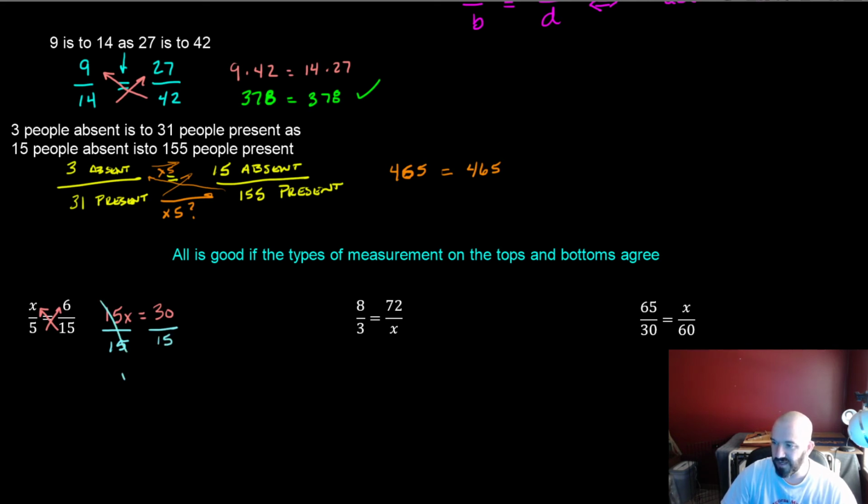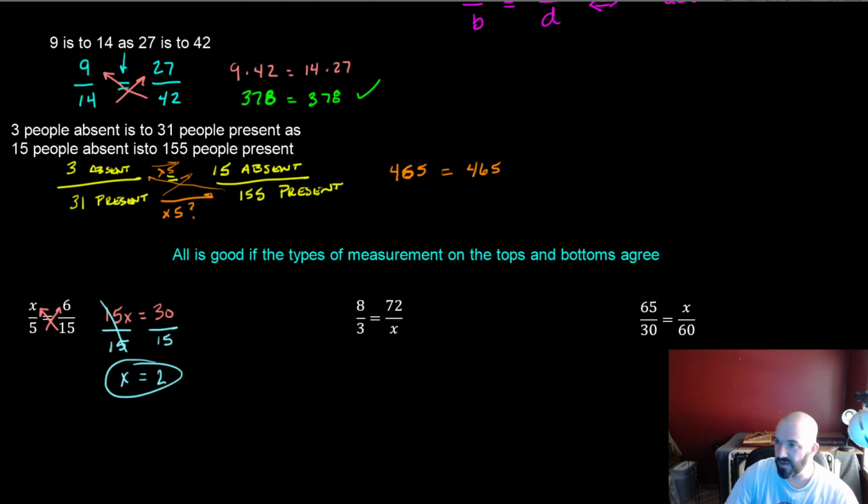15 divided by 15 is just 1, so we get x. 30 divided by 15 is 2. Again, if you knew that, oh wow. Hang on. Oh yeah, duh. Sorry, my brain farted there for a little bit.